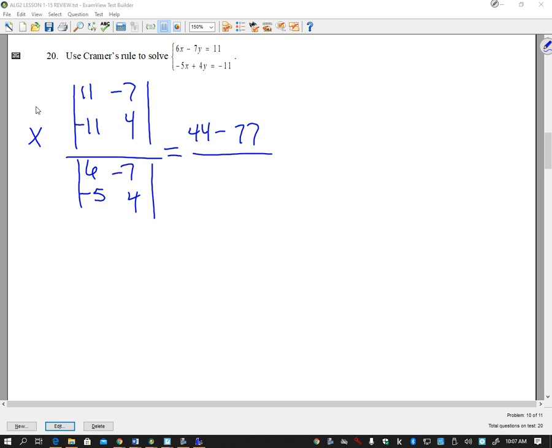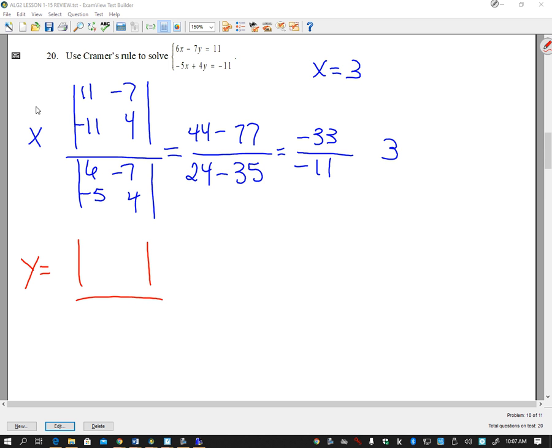All right, let's come down here to the bottom. 6 times 4 is 24 minus 35, okay? Okay, 44 minus 77 is negative 33. 24 minus 35, negative 11. Okay, negative 11. Negative 33 divided by negative 11, 3. Okay, so x should equal 3. Okay, let's come to y.